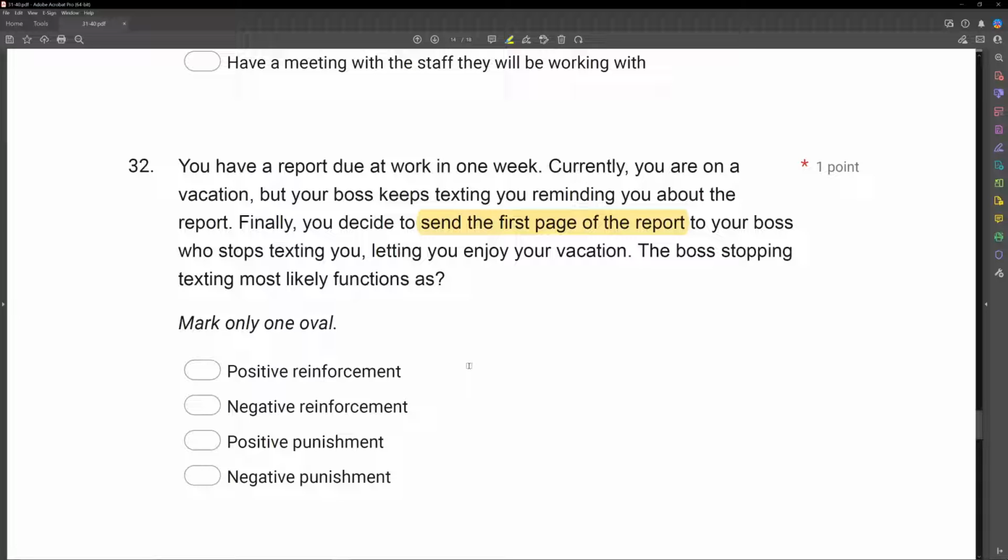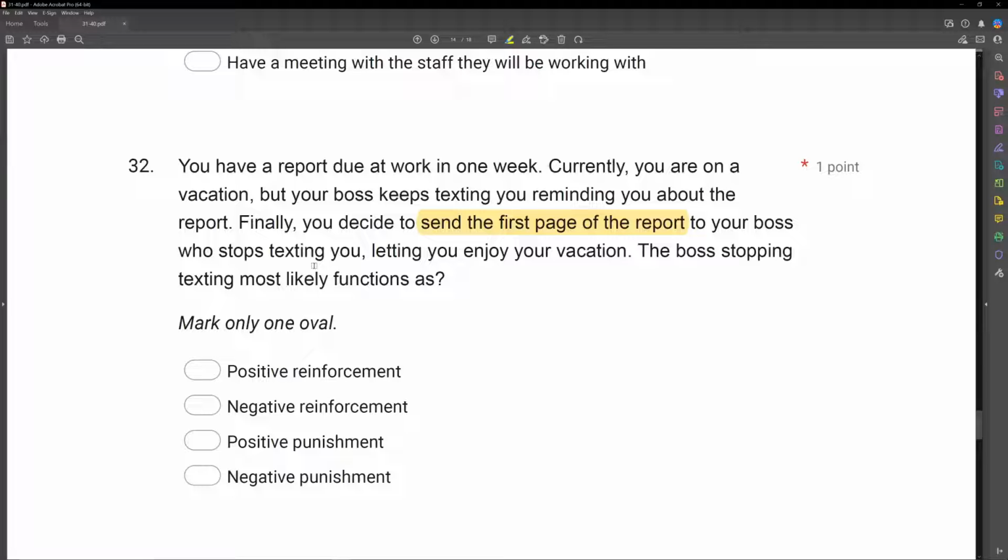So first, let's look at positive and negative. Remember, positive, we're adding something. Negative, we're escaping or taking something away. By you sending the first page of the report and your boss stopping texting you, have they added something or have they removed it? Have you escaped? Well, you've escaped, right? You've escaped the text. He's no longer sending the text. He's stopping the text. You've escaped his text messages. Okay, so it's going to be negative.